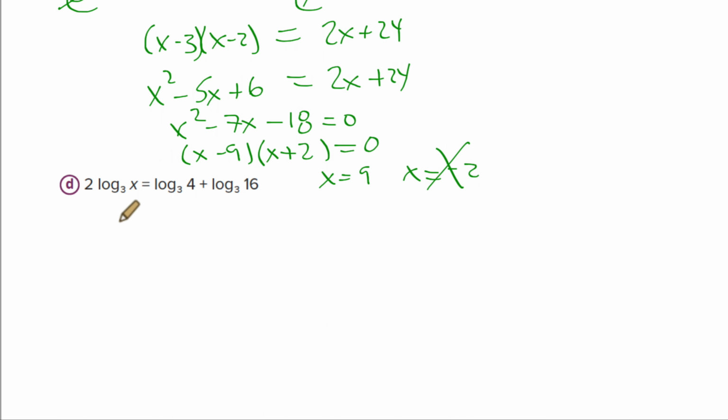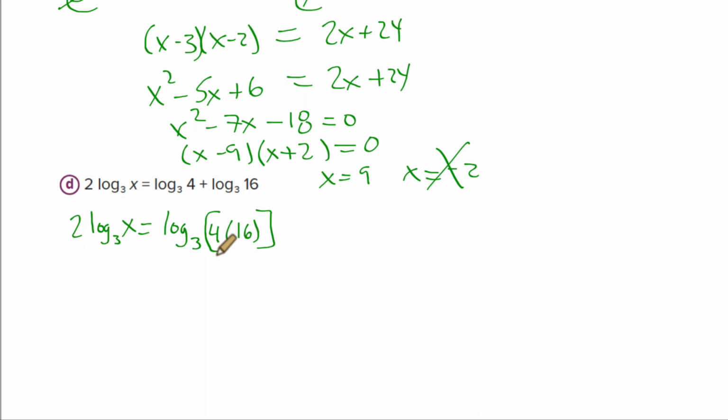All right, let's do this last problem, D, right here. We have 2 times log base 3 of x, and we have both log base 3's over here. I'm going to rewrite this like I normally do here. Log base 3 of 4 times 16, right? I mean, that's basically what the rule is. It's going to be the product of those two. But let me write this out. I don't get too crazy here.